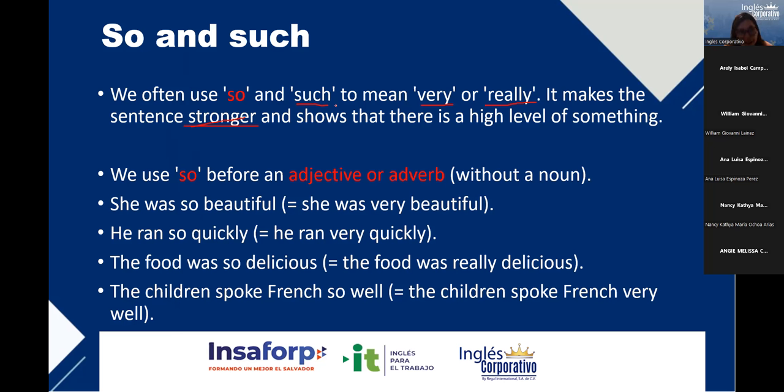When we use so. The food was so delicious. The food was really delicious. The children spoke French so well. The children spoke French very well. So you see, the meaning is the same, but maybe a little bit stronger. Are we okay here? Any questions? No questions.